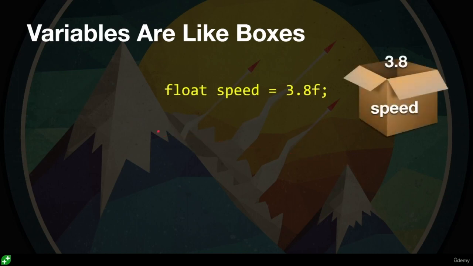If we wanted to create a float called speed, then we would type in float speed equals, and then whatever the value we wanted it to be, in this case 3.8. And as we've talked about before, if you're using a float and you have a decimal place in here, you need to put an F at the end of it, mostly so that Unity knows, oh, it's a float and not a double. We put the F at the end there.